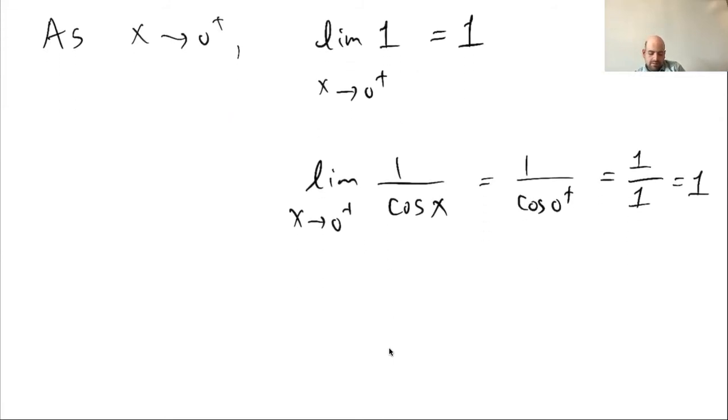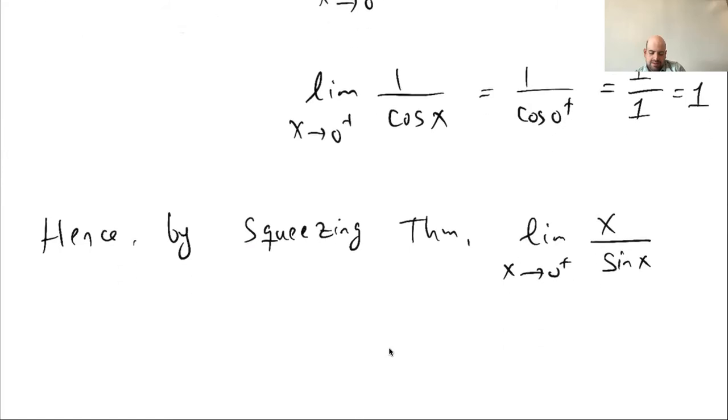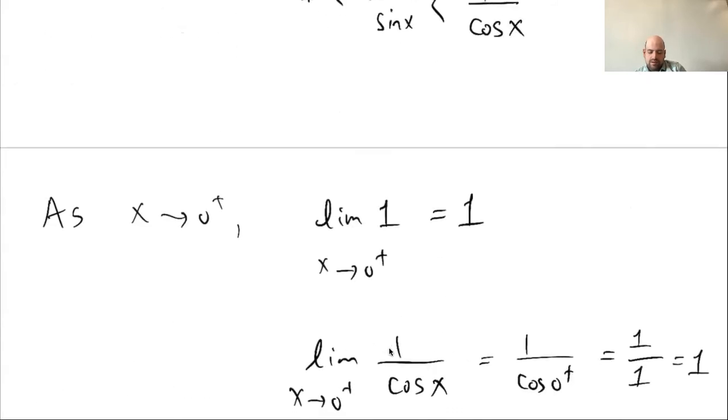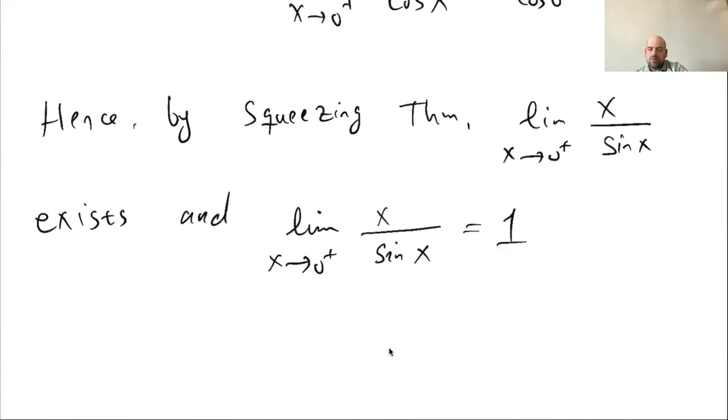So by the squeezing theorem, the limit of the middle function, which is x over sine x, as x approaches 0 plus, exists. And how much is the limit? The limit of x over sine x as x approaches 0 from the right is equal to 1, because the smaller and bigger functions have the limit 1, so the middle function must also have the limit 1.